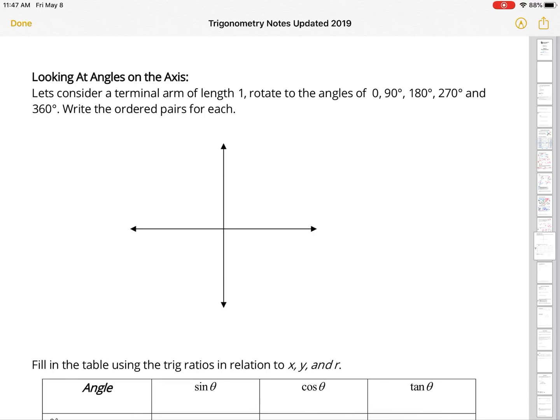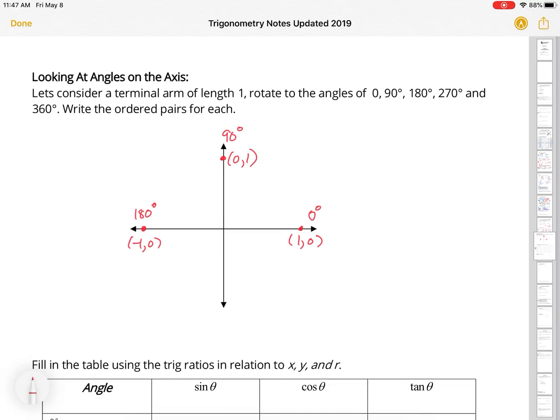Looking at angles on the axis. Let's consider the terminal arm of length 1 rotating to the angles of 0, 90, 180, 270, and 360, and write the ordered pairs for each. If it's at 0 degrees and it is length 1, the ordered pair would be (1, 0): x is equal to 1, y is equal to 0. If I rotate that up to 90 degrees, now x equals 0 and y equals 1.